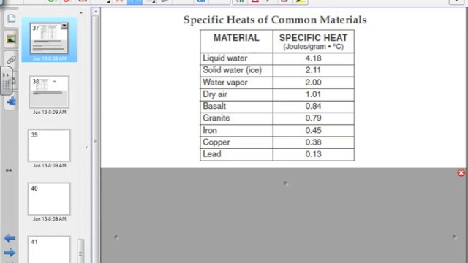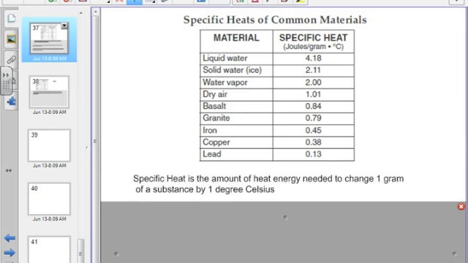Today we're going to talk about the specific heats of common materials table found on the front cover of your reference table. Let's remind ourselves what specific heat actually is. Specific heat is a measure of the amount of heat energy needed to change 1 gram of a substance by 1 degree Celsius. We actually see that definition in the units for specific heat that are represented right here.